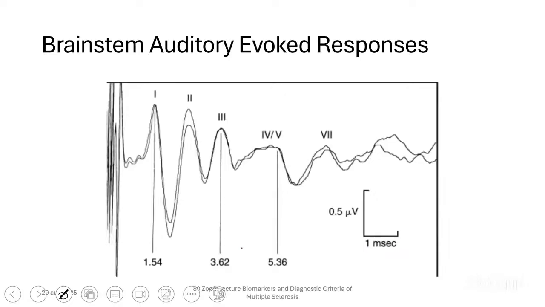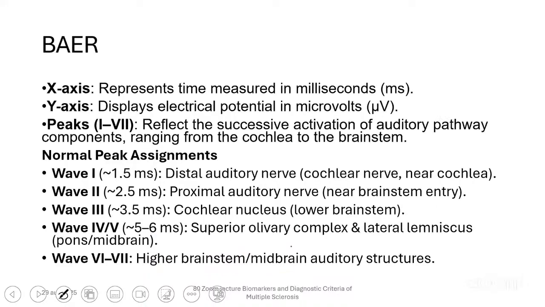Then the brainstem auditory responses, you can see the waves 1, 2, 3, 4, 5, 7, and the horizontal axis is milliseconds, and the y-axis shows the amplitudes. You can see the latencies of 1.54, and 3 is 3.62, and 4 is 5.36. So the inter-peak latencies have got some important significance, which I'm going to discuss. The x-axis represents the time measured in milliseconds, which we have seen. The y-axis displays electrical potential in microvolts.